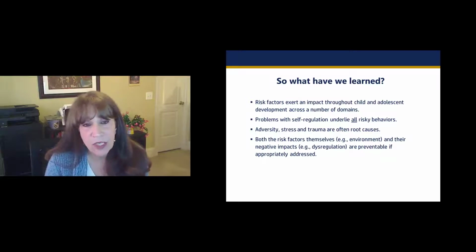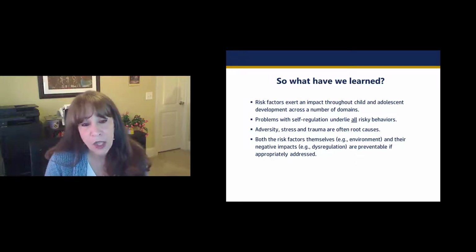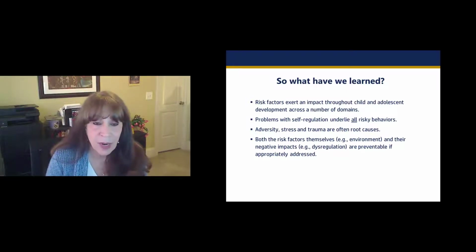We also have learned that the problems that underlie risky behavior revolve around self-regulation. So psychopathology, behavioral disorders, all of them are underserved by self-regulation, problems with regulating behavior and emotion. And I'm going to talk about how adversity, stress, and trauma are the root causes of this and how they impact the ability to regulate behavior and emotion. So adversity, stress, and trauma are at the base of everything that concerns us. So we'll focus on that a lot, which is why your poll was already right on.